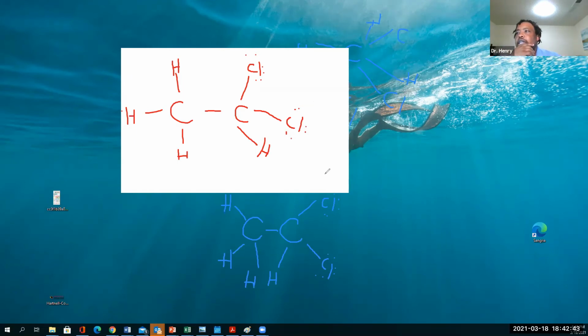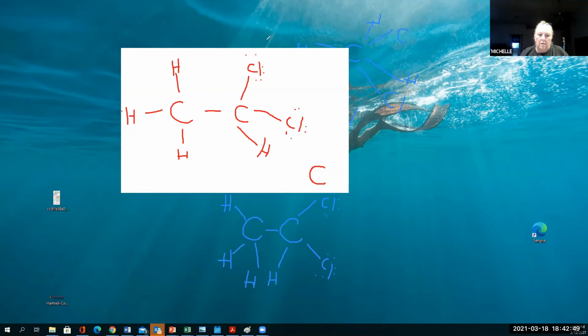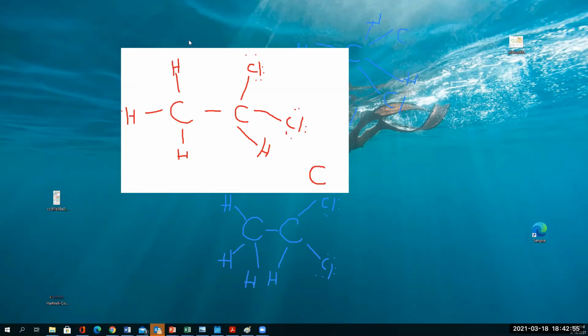So right now, if you look at carbon, carbon has how many valence electrons? 4. It has 4 valence electrons, right? So it would have how many dots in the Lewis dot structure? It would have 4 dots. Okay, so it wants to be like a noble gas.